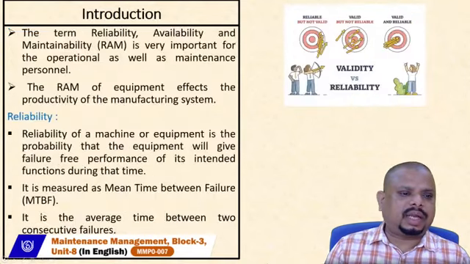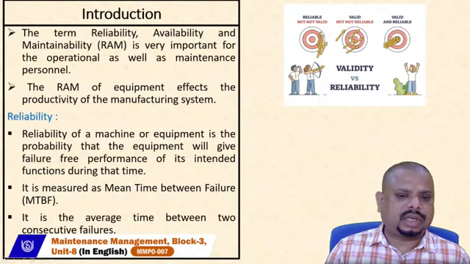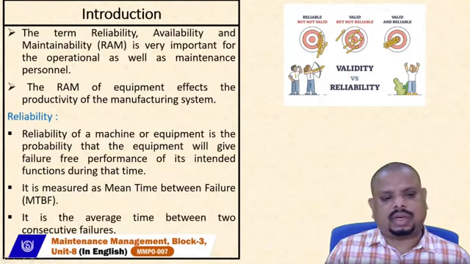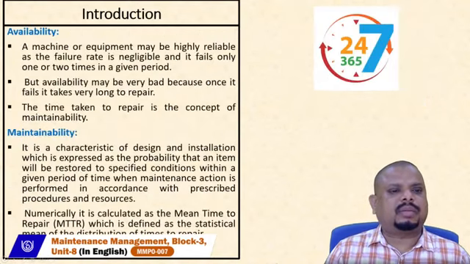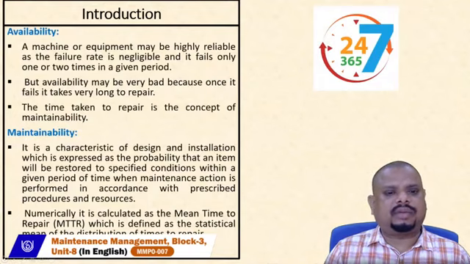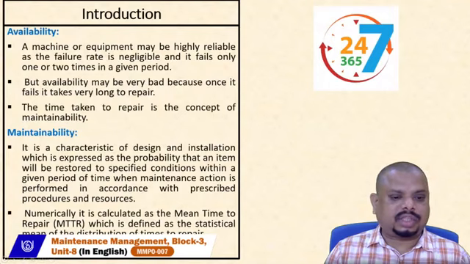In case of reliability, as I told, it is the probability that an item will perform its intended function during a given time, and reliability basically measures the mean time between failures, also known as the average time between two consecutive failures. Similarly, availability is high when reliability is high, as the failure rate is negligible and it fails only one or two times in a given period. And maintainability starts from the characteristics of design and installation, which express the probability that an item will be restored to a specified condition within a given period of time.